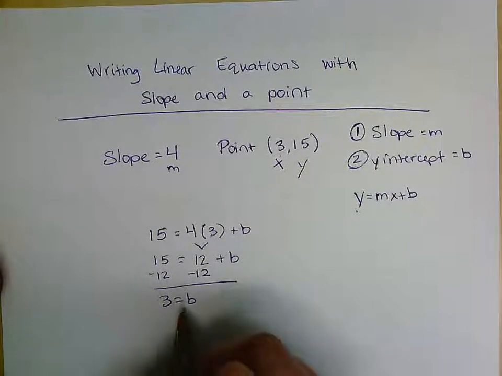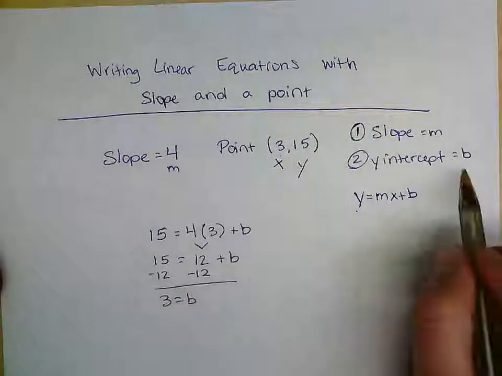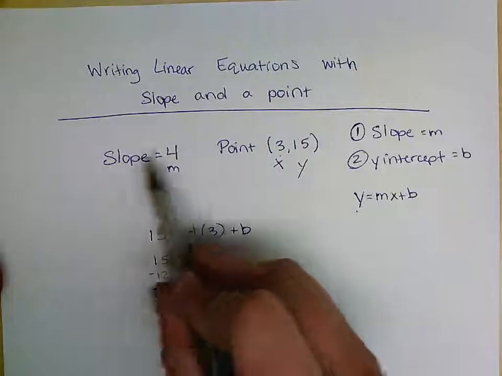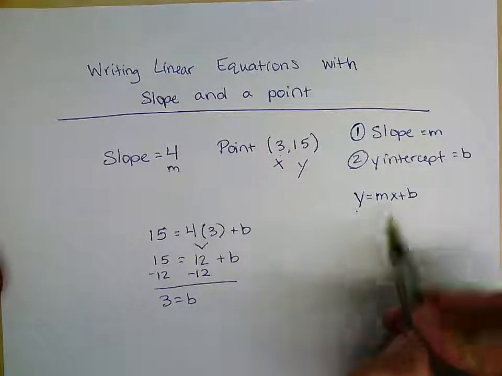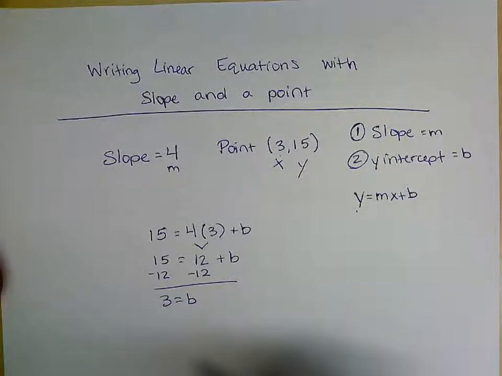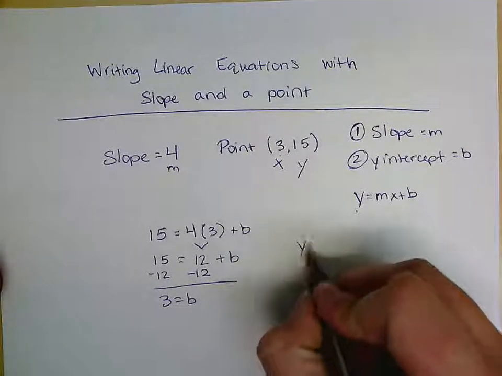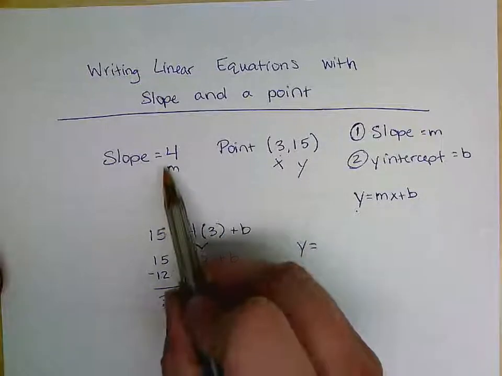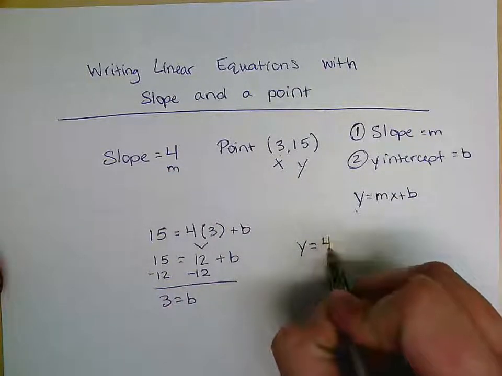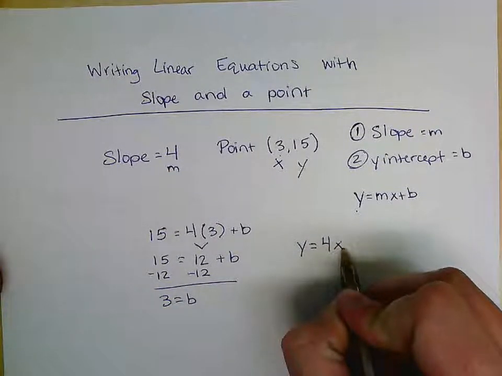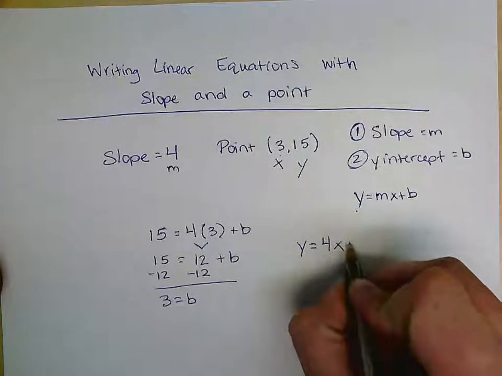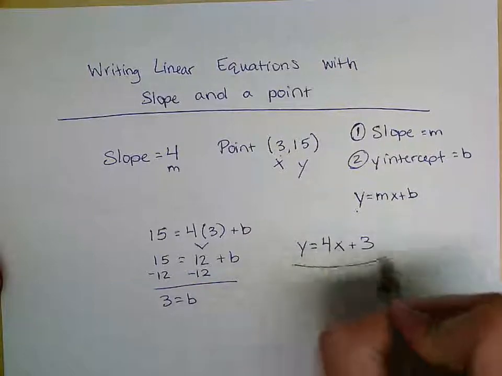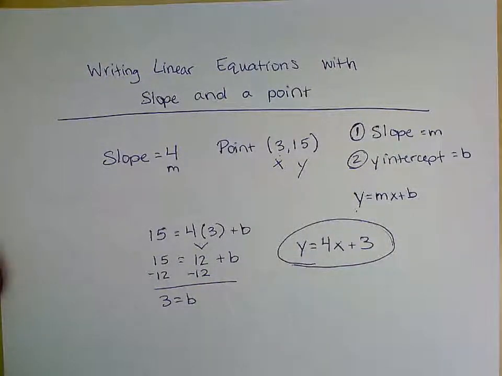So now we know that 3 equals b, which is our y-intercept, and we know that our slope is 4, which was the m, and we can plug those into our equation to write our linear equation. So we end up with y equals m, which was our slope that we were given, so 4 times x plus b. We solved for b down here and said that b is 3, so we have plus 3. So we end with y equals 4x plus 3.